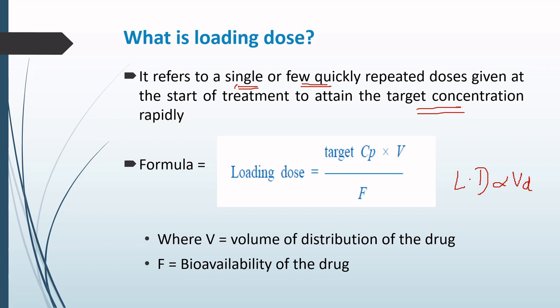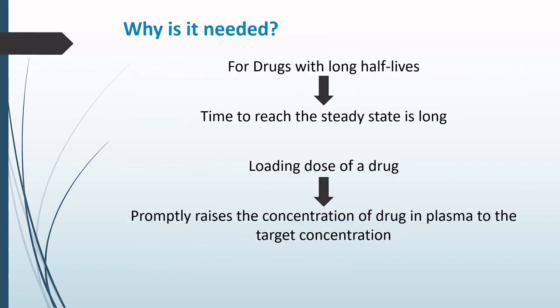Why do we need the loading dose? Suppose we have a drug with a very long half-life. For such a drug, the time to reach the steady state will be very long, because it takes almost 4 to 5 half-lives for a drug to attain the steady state. In case of emergency, we may not have this much time to reach a steady state and for the drug to start its action. So if we give the drug by a loading dose, this promptly raises the concentration of the drug in plasma to the target concentration that we need, right?